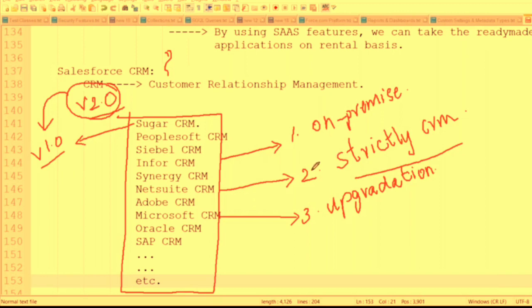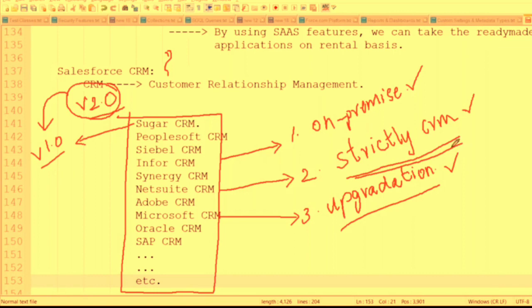In existing CRM applications, the first drawback is that these are purely on-premise, which requires installation first. Second, these are strictly CRM applications which don't provide any platform to build your own custom applications like banking, finance, insurance, healthcare kind of applications. We can't build these kinds of applications because these strictly offer some ready-made functionalities which we can use to automate our business processes. Third, whenever you are using these on-premise applications, we have to keep upgrading this software whenever you get a new release in the market. These are a few major drawbacks of existing CRM applications.